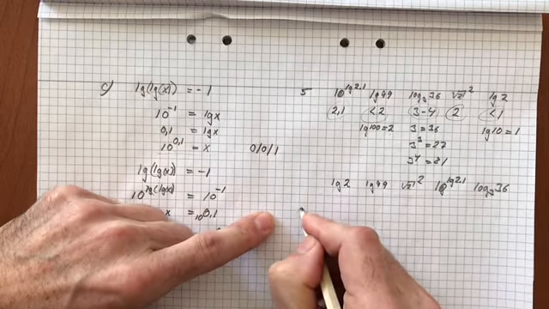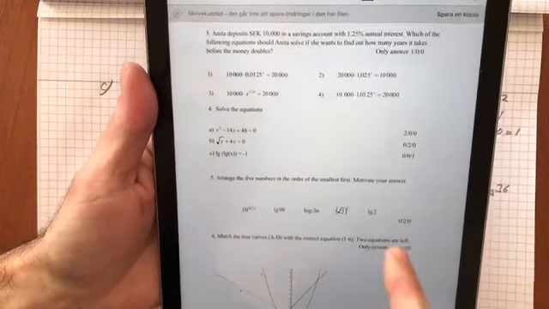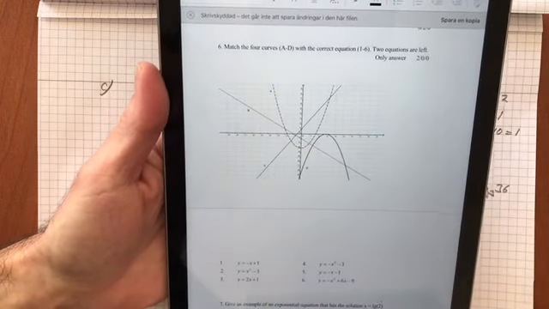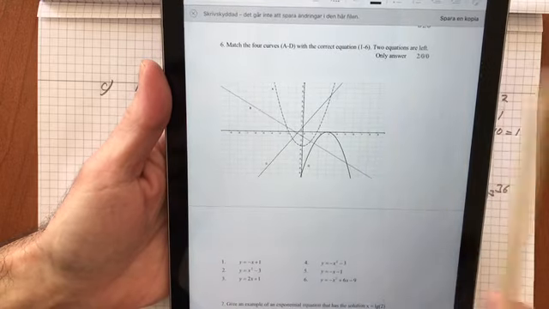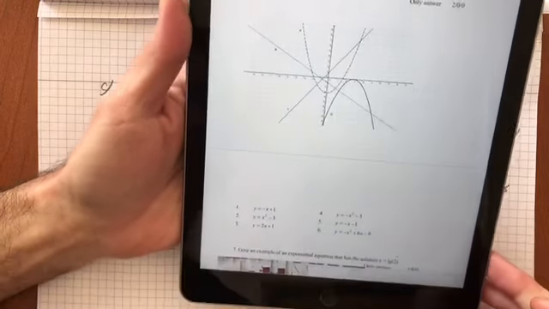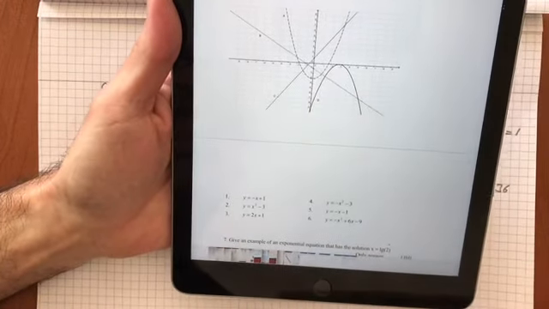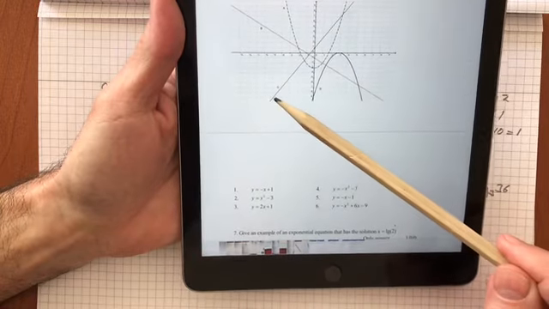Okay, exercise 6. I will show you here. So, match the 4 curves A to D with the correct equation 1 to 6. 2 equations are left, only answers, and you get 2 points. So, if you have 2 of them correct, you will get 2 points. Now, let's start with the linear functions. Maybe they are most easy.